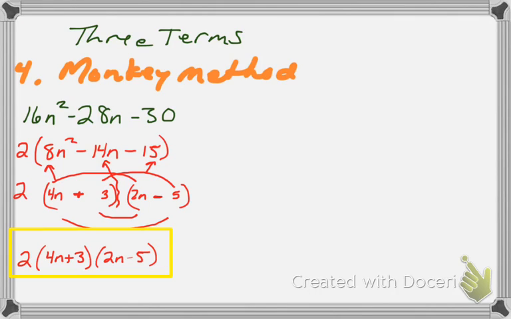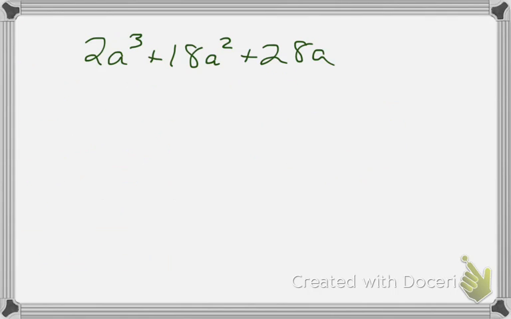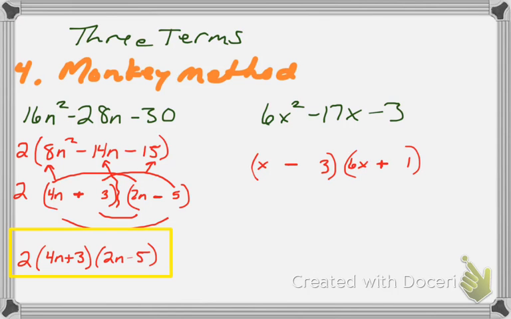Okay. You try one. Correct answer. I get, whoops, that's a little far. (x minus 3)(6x plus 1). If you have the 6x plus 1 and then the x minus 3, that's fine. You cannot have x plus 3, 6x minus 1. That would be wrong.